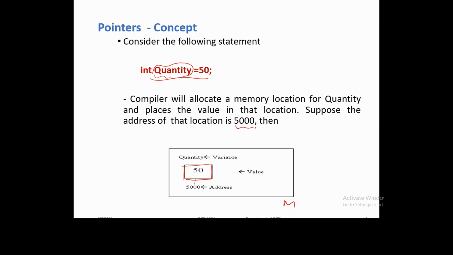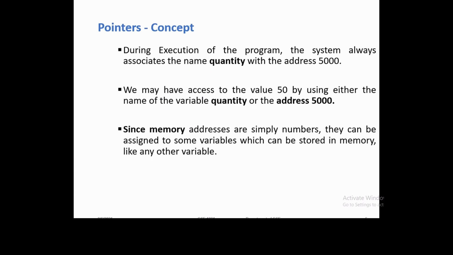Suppose the address of this location is 5000. If we want to access this variable's value, the value at that particular location, by using the address, then we can simply use a pointer. During the execution of the program, the system always associates the name with this address 5000. So we may access the value 50 by using either the name of the variable quantity or the address of that particular location.